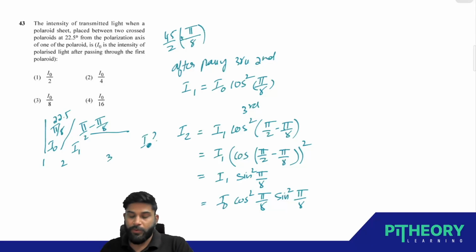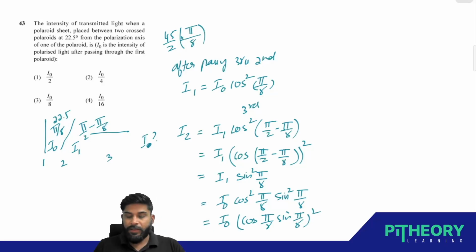It has simplified to a very simple case now. So this is equal to I naught, cos pi by 8 sine pi by 8 the whole square. What is cos x into sine x? See what we do, we use this identity here. Sine 2x, what is that equal to? 2 sine x cos x.